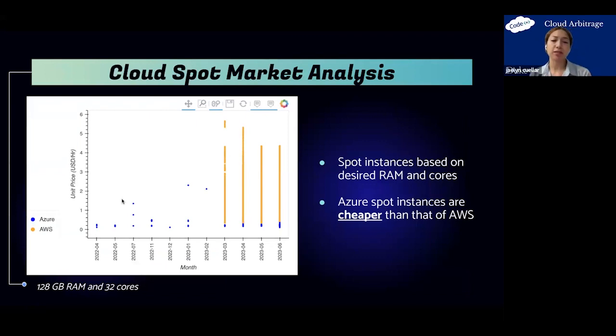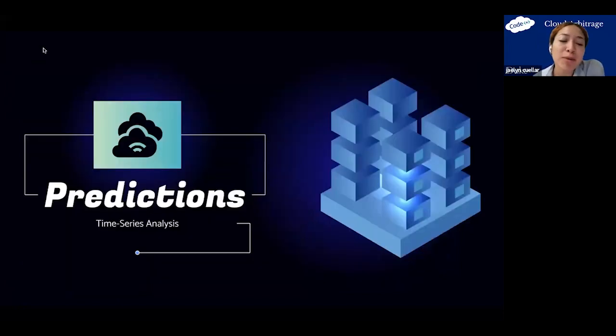This graph displays spot instances from AWS and Azure that align with the user's desired RAM and cores. It shows the prices of these spot instances per month. This graph is with 128 gigabytes and 32 cores. From this graph, we can see that AWS spot prices are significantly higher than those of Azure. And this insight can help researchers determine whether they would want to run on a spot instance from AWS or Azure. Because personally, I would want to save money and run on an Azure spot instance. But Tanya, could you share about our future predictions?